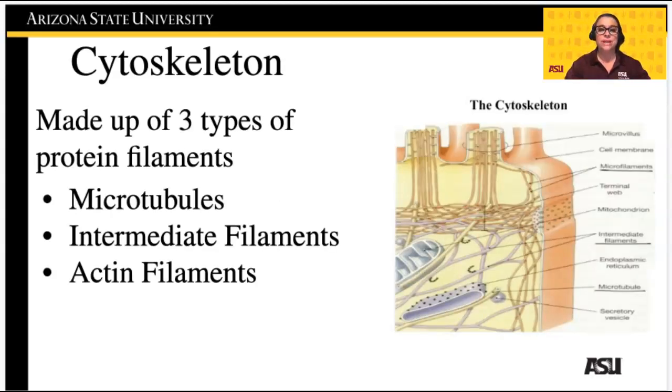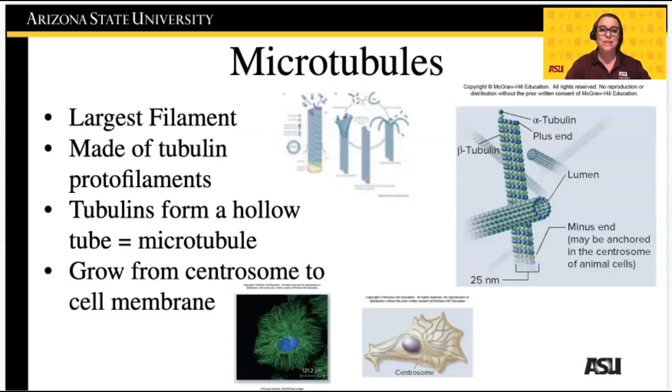It is composed of three types of protein fibers: microtubules, intermediate filaments, and actin filaments, sometimes referred to as microfilaments. These fibers interweave in various ways throughout the cytoplasm to help support the cell. Microtubules make up the largest of the cytoskeletal filaments. The protein tubulin creates long protofilaments that aggregate together into long hollow cylinders. These cylinder tubes, known as microtubules, start in the centrosome and radiate outward toward the plasma membrane.